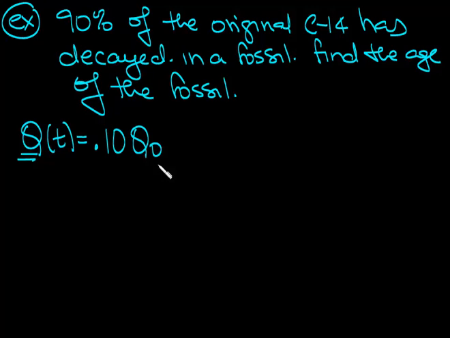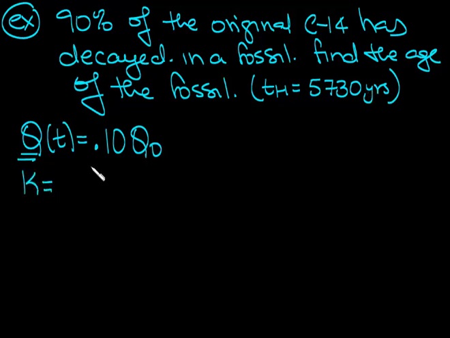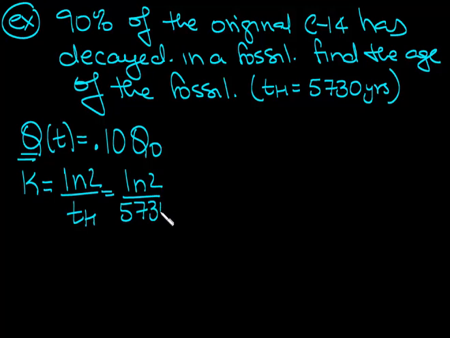Okay, we already know the half-life of carbon, which is 5,730 years. Once I know that, I know K. What is K? It's going to be ln of 2 divided by T sub H. So it'll be ln of 2 divided by 5,730. So let's do this problem.